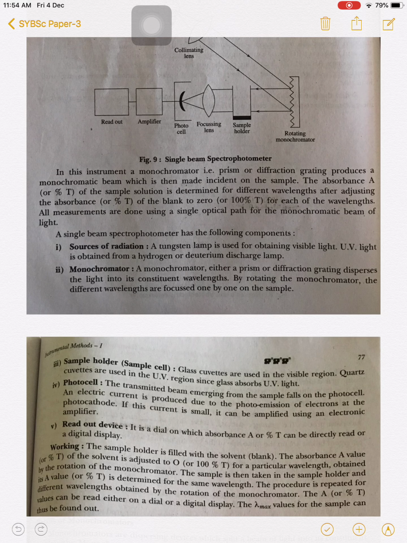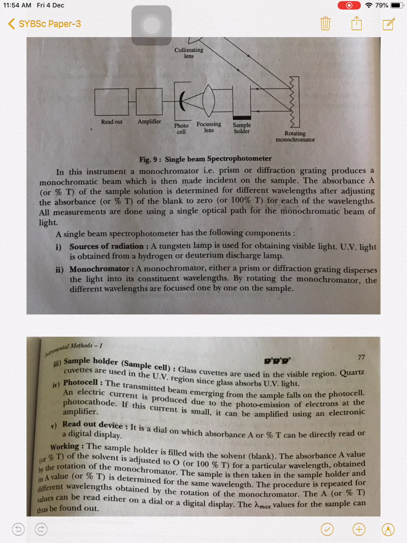An electric current, similar to the colorimeter, is produced due to the photo emission of electrons at the photocathode. If the current is small, it can be amplified using an electronic amplifier. So the working of the photocell in the colorimeter and in the spectrophotometer is the same. Whatever light is transmitted from the sample cell falls on the photocell and an electric current is generated, and that electric current is then amplified, and we have the absorbance and transmittance value.